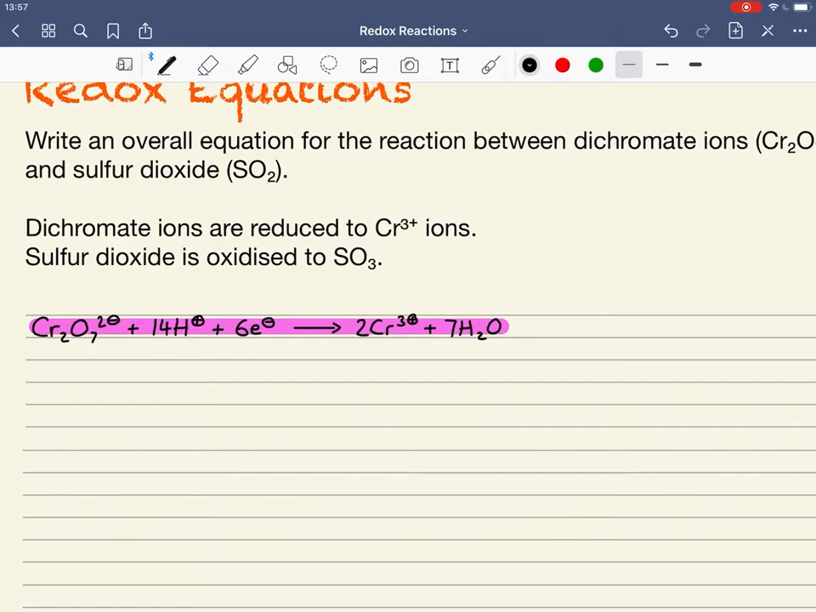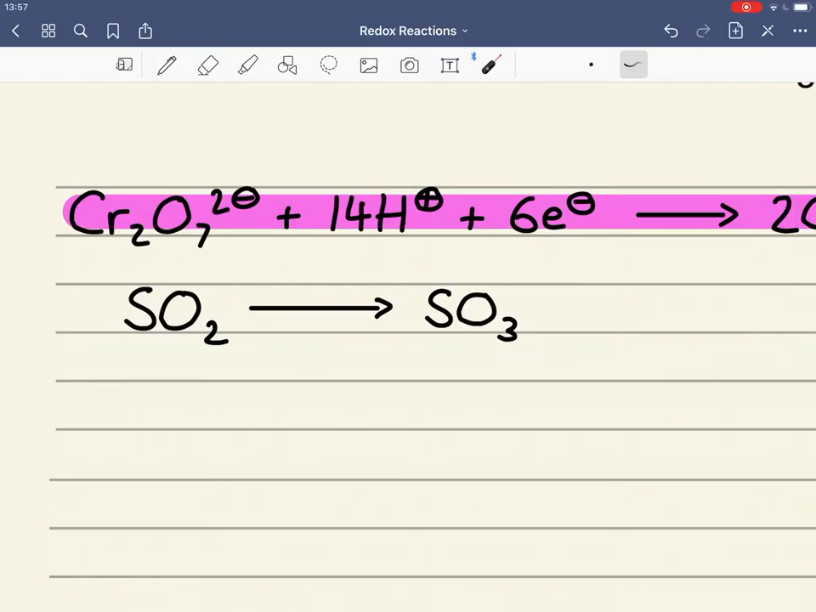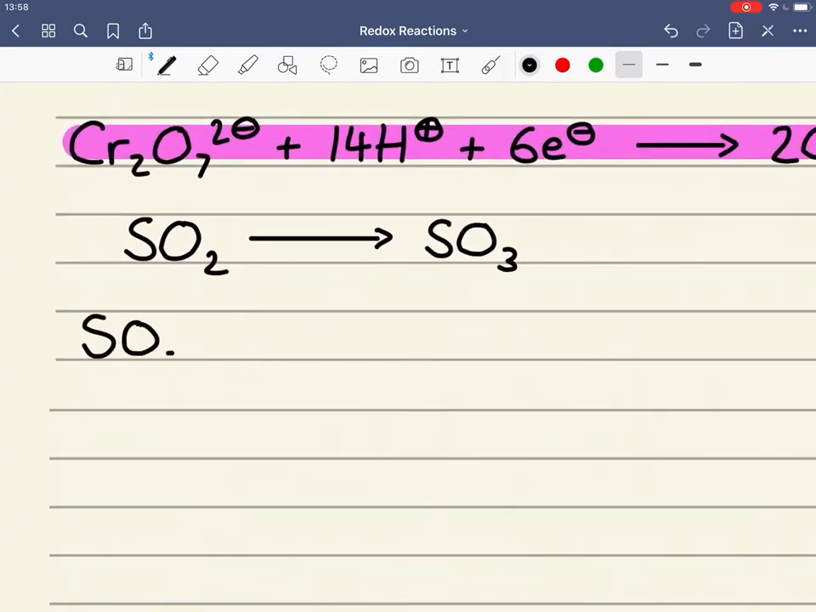We now need to write a half equation for the oxidation, which is oxidising sulfur dioxide to sulfur trioxide. So SO2 goes to SO3. The first step is to balance the atoms undergoing redox. Well, the sulfur is the atom undergoing redox, and that's already balanced, so we can move on to the next step. The next step is to balance any oxygens with water. 2 oxygens on the left, 3 oxygens on the right. So now we get the following.